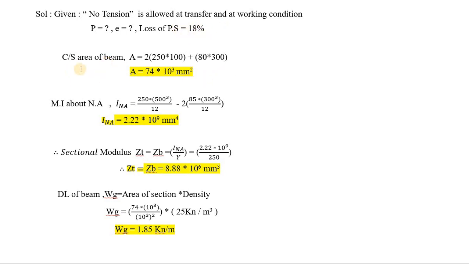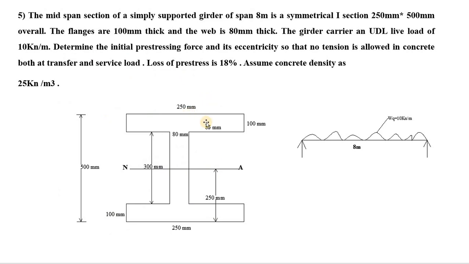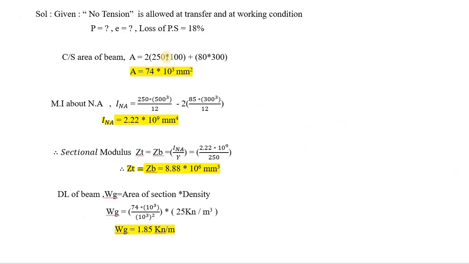So the first step is calculation of the area of the beam. Area A equal to 2 into 250 by 100. How is it 250 by 100? As we have two flanges, one here, one here, the dimension of each is 250 by 100, and 2 is for the two flanges. For the web it is 80 by 300, thickness and the height of the web. Overall the area value is 74 into 10 power 3 mm square.